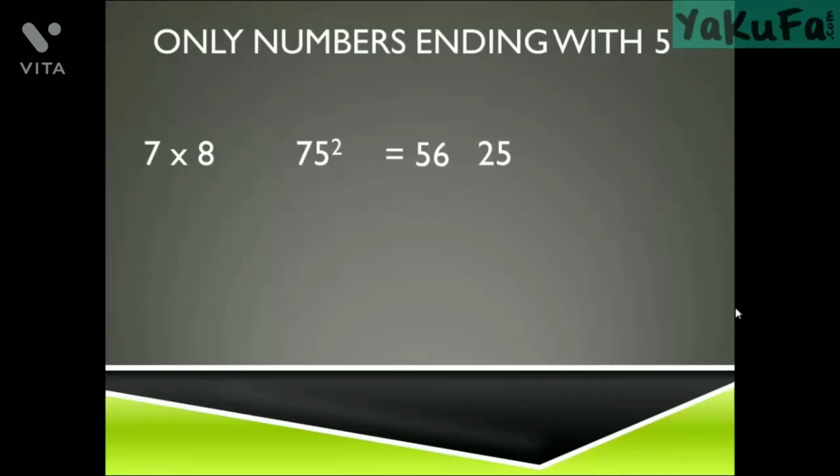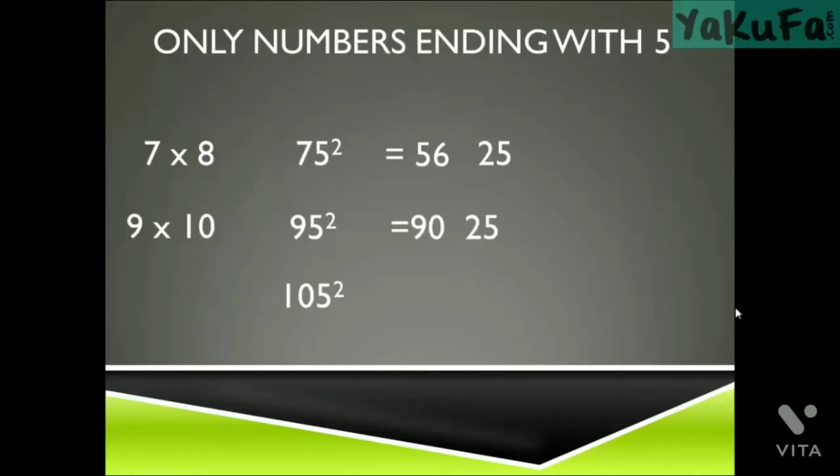Let's take another example to get a better understanding. 95: 5 square is 25, and we increase 9 by 1, so 10. 10 times 9 is 90, so 9025. Similarly for 105, 5 square is 25, and 10 times 11, we increase the 10 by 1, that is 11, that is 110 and 25.